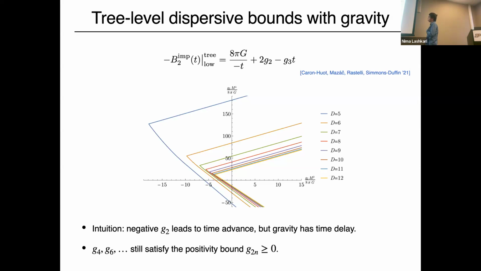One intuition is that the reason why without gravity you cannot have negative G2 is because it leads to time advance, but gravity itself has time delay. So with gravity, you're allowed to have a little bit of negativity, but it has to be suppressed by G Newton. On the other hand, if you look at these higher couplings, G4, G6, etc., they will still satisfy the positivity bound.